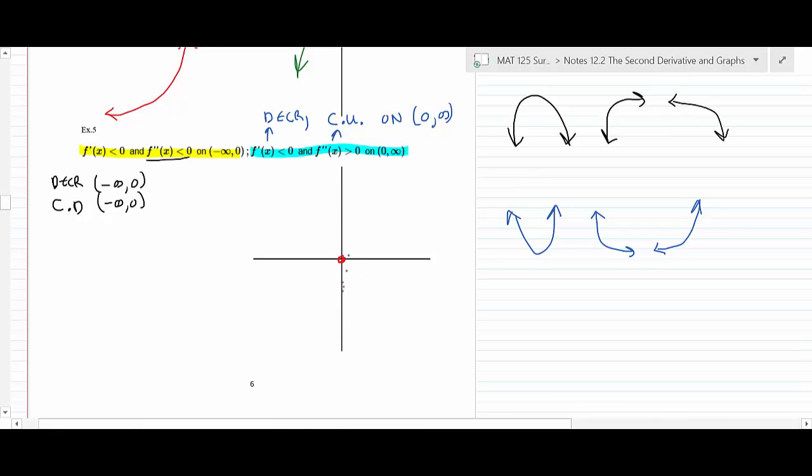So you got to think about, okay, there's 0. You want to be decreasing and concave down. And over here you want to be decreasing and concave up. So think about that for a minute and see what you can figure out. Okay, put something on your paper.